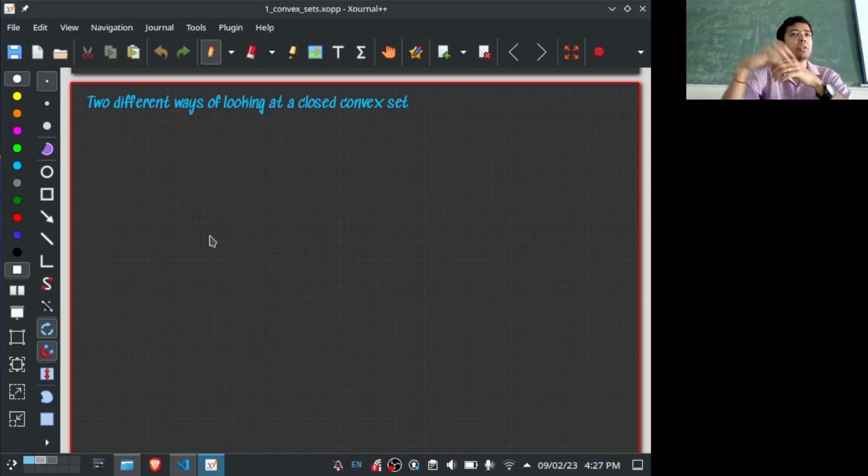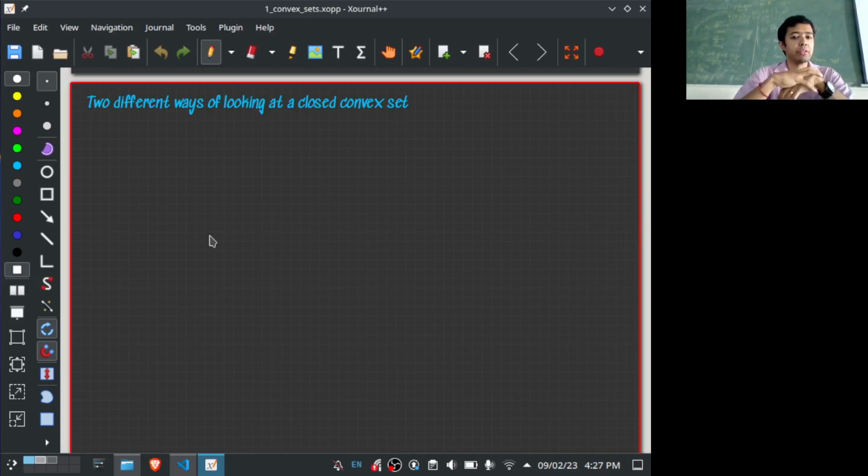Now, in general, given any convex set, there are two different ways of looking at it. And this is particularly important when you design algorithms, at least how many practical algorithms are designed to solve general convex optimization problems. So one way is exactly as you think of it, as a polytope. Right? What is a polytope? It's an intersection of half spaces.